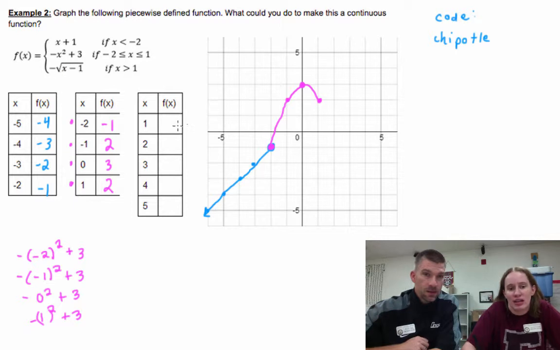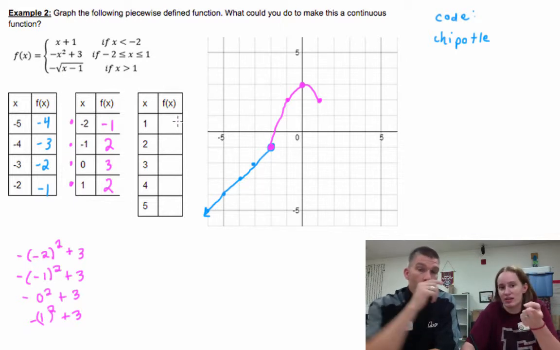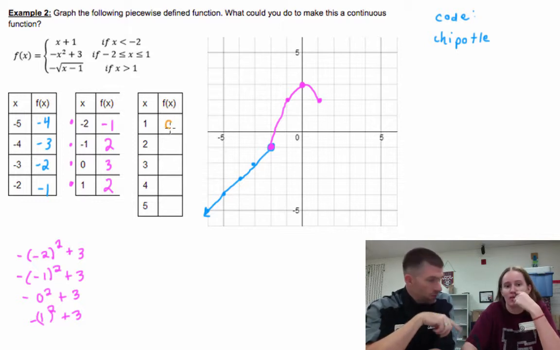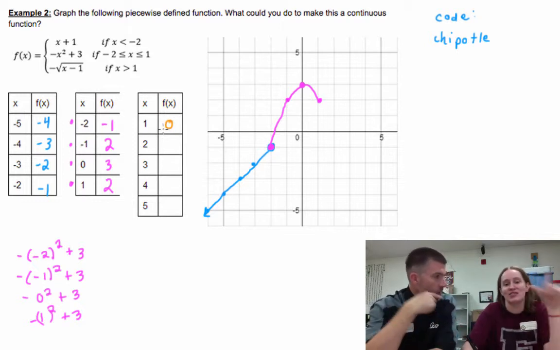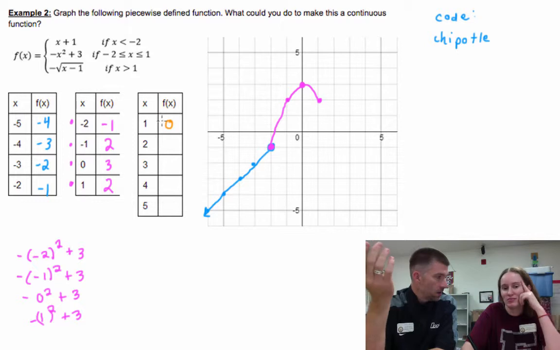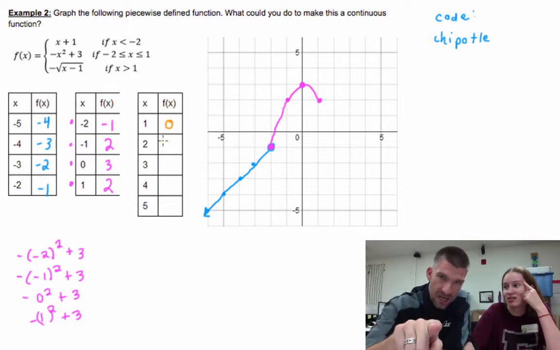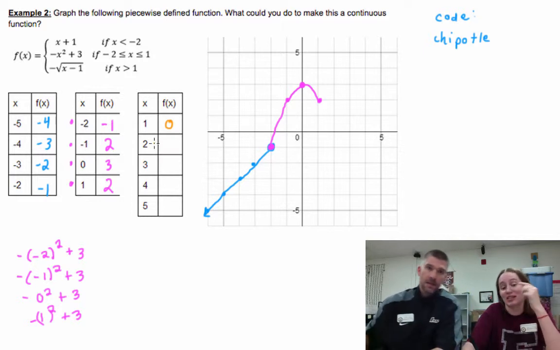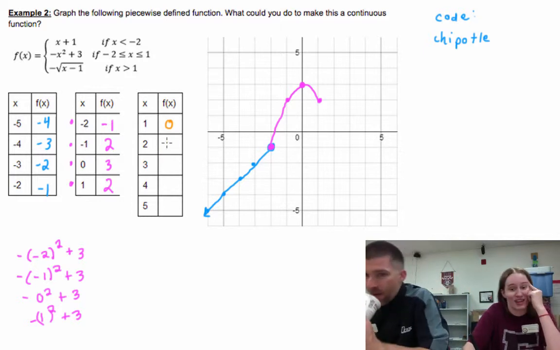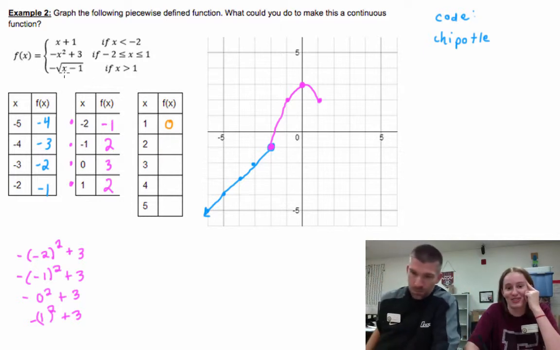Plug in 1, and you get 1 minus 1 is 0. Square root of 0 is 0. Really? Yeah, because 0 times 0 is 0. For real. Because some of you are going to try and say you can't do that, and that will make him angry. A puppy might die.